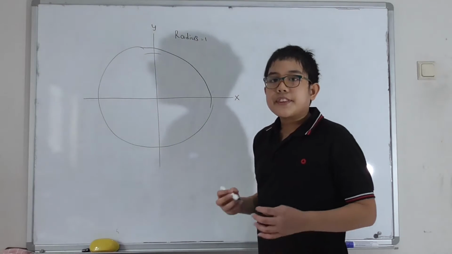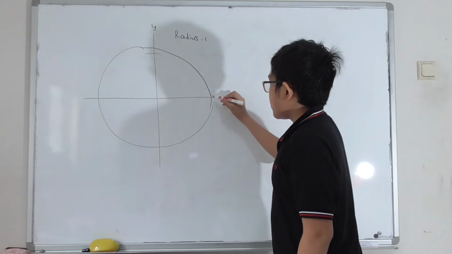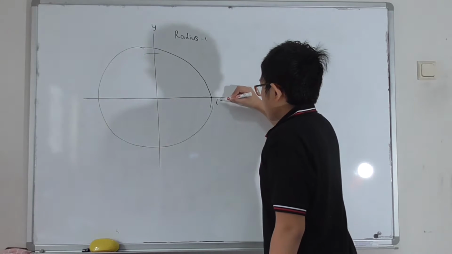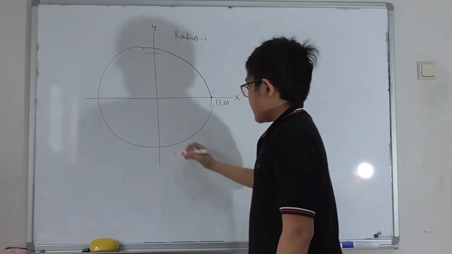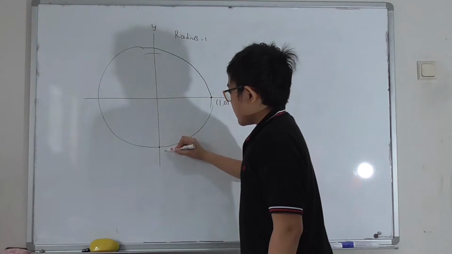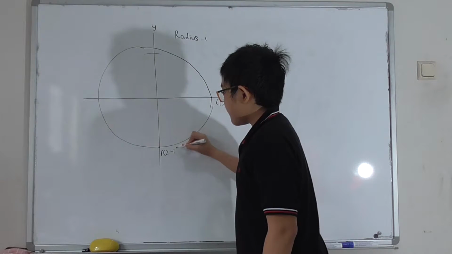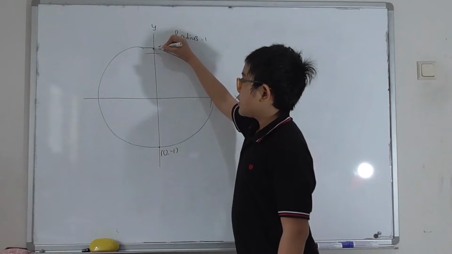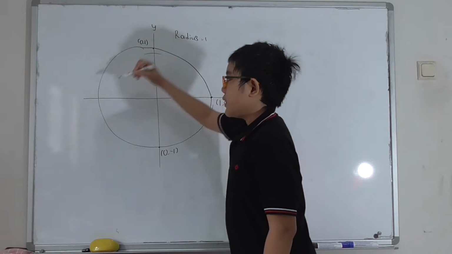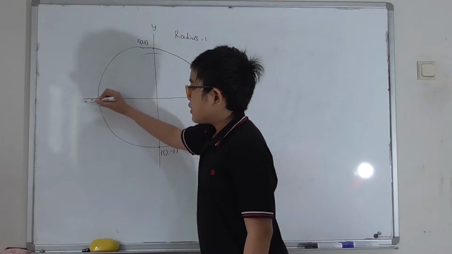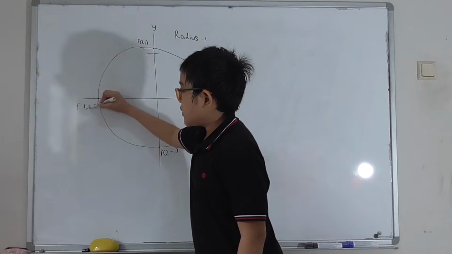So now let's just define some points. This point will be (1, 0). This point will be (0, -1). This point will be (0, 1). And this one will be (-1, 0).